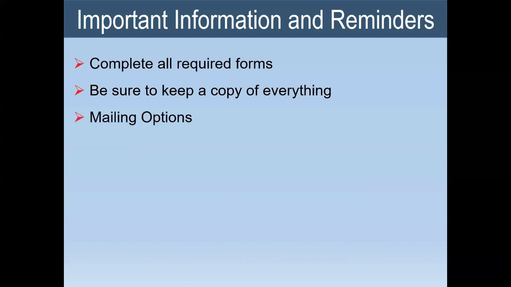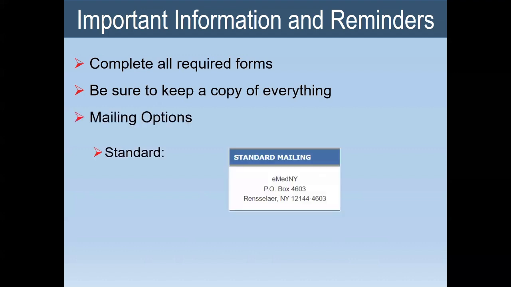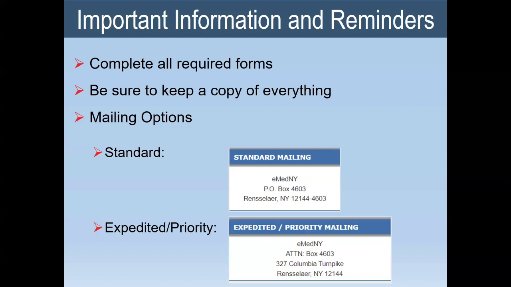Your mailing options, standard: there's the address for eMedNY at P.O. Box 4603 in Rensselaer, 12144-4603. And if you wanted to send expedited or priority mail, also to eMedNY, but there's an attention box 4603, 327 Columbia Turnpike in Rensselaer, 12144. So those are your two mailing options.